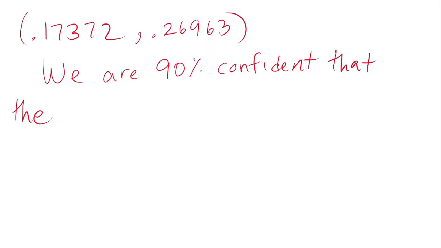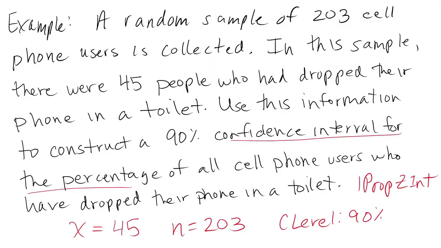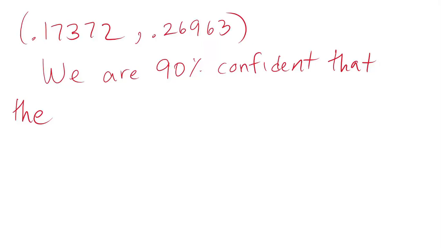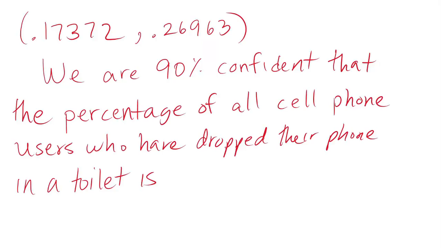It's not a mean here, but I wouldn't write proportion either, because remember how the problem was worded. It said the percentage of all cell phone users who have dropped their phone in a toilet, and so I would say the same thing. It's okay to write proportion, but since the word problem said percentage, I would say percentage. And we're 90% sure that this percentage is between these 2 bounds, but because we use the word percentage, I would convert these to percents.